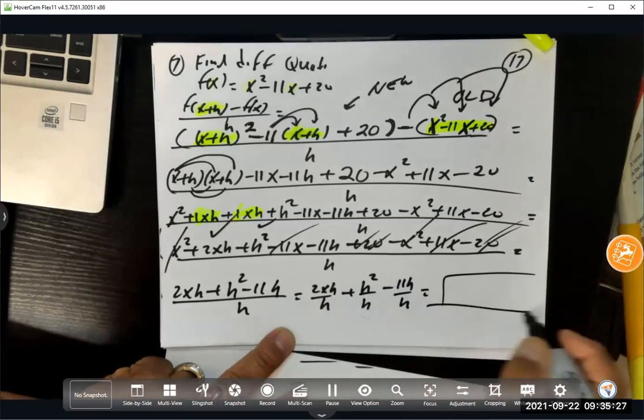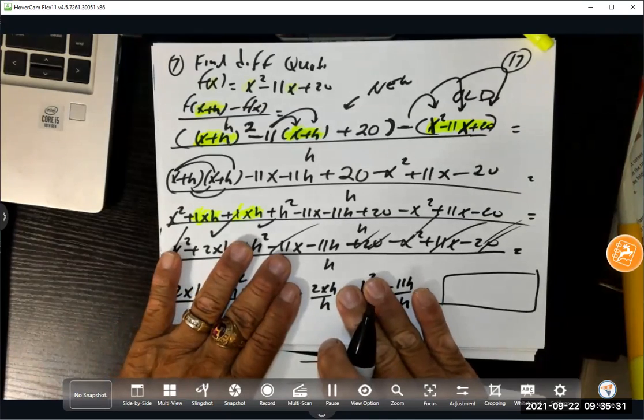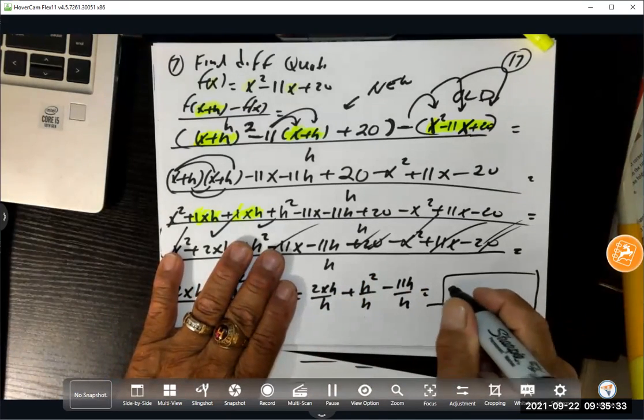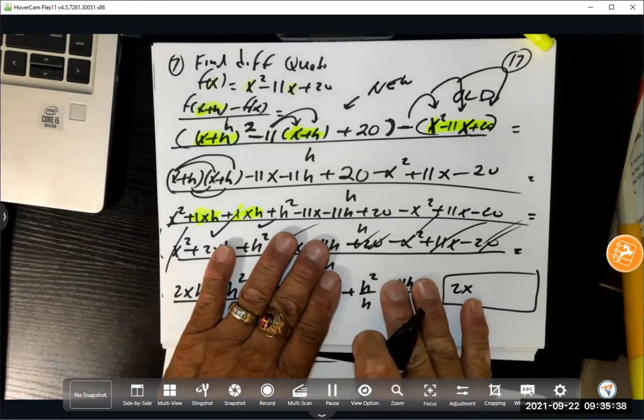And I bet you can get answers, right? What do you think? What is the first one going to be? What's 2xh over h? 2x. What's h squared over h? H.